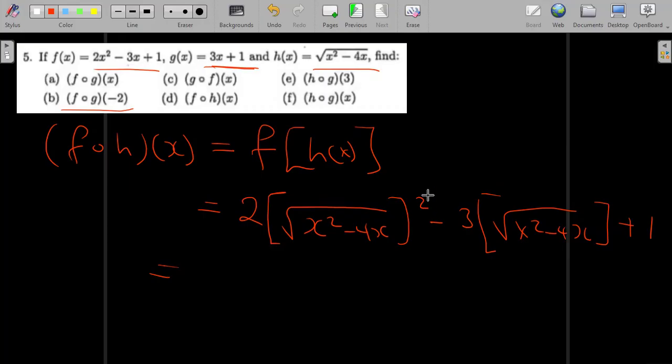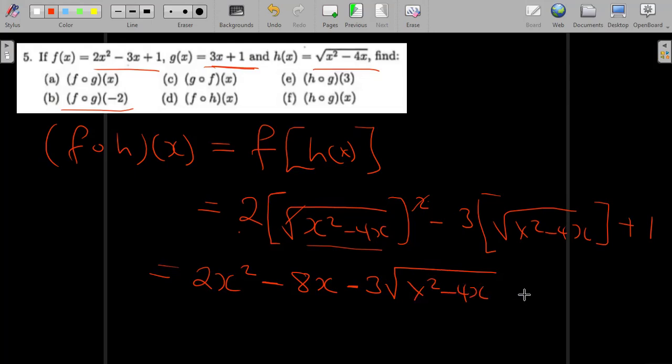Because of this square, the root and this square will cancel out and have a 2 multiplying with whatever remains inside there. And that will just be 2x squared, then I have a minus 8x. Okay, good. Then I multiply this 3 by that, so it'll be 3 multiplied by the root of x squared minus 4x. Then I have a plus 1 there. I can't really simplify this further, so I just end here. Okay, so that is going to be that one.